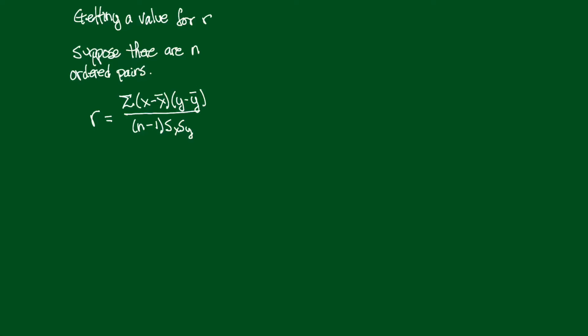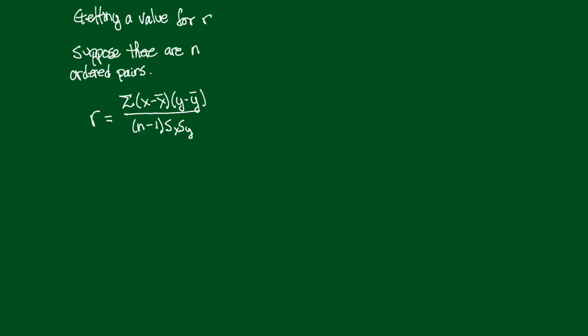Here's a formula for computing r. Suppose you've got n ordered pairs, then r is equal to, well, you make this computation. Now, you have to look closely in here to see what it is that we're doing. Let's just see if we can get a little glimpse of what it's telling us.